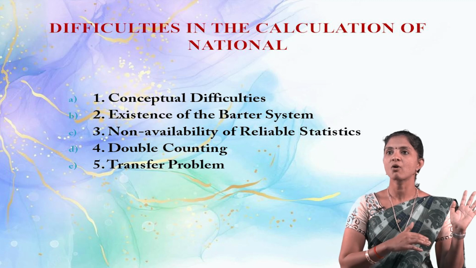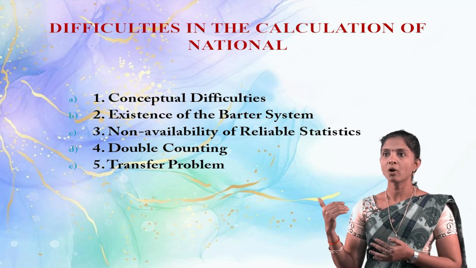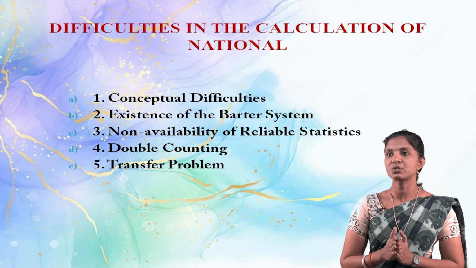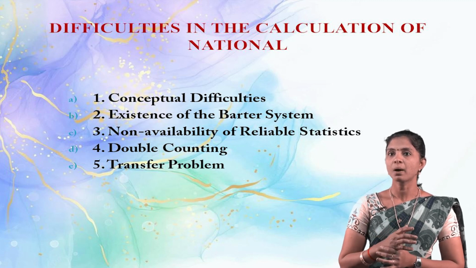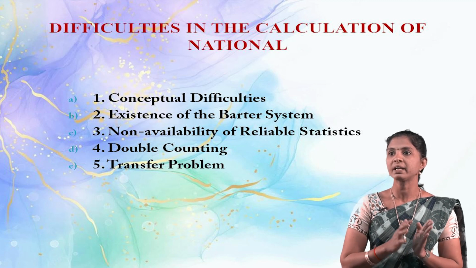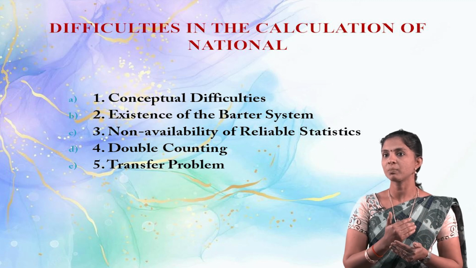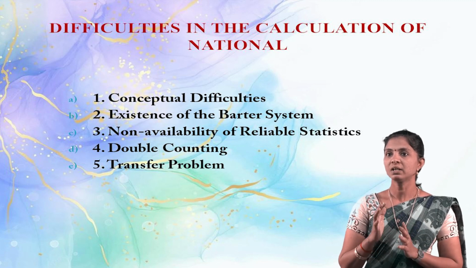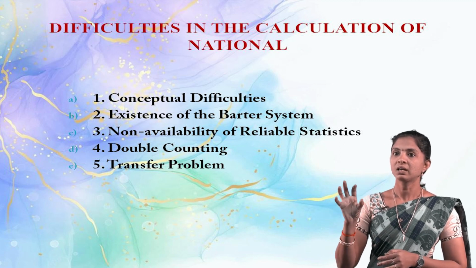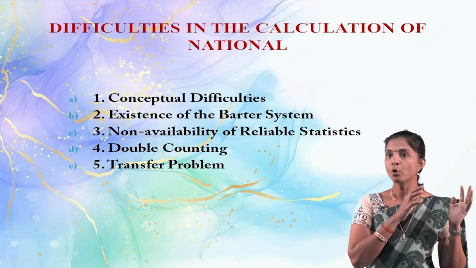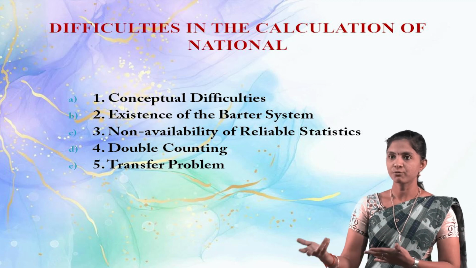Second one, existence of the non-monetary sector. Apart from the conceptual problem, the backward economies face certain practical limitations in the calculation of national income. In the computation, it is assumed that the bulk of goods and services are produced and exchanged for money, and a well-developed marketing system in the economy could help in the computation of national income. But in India, particularly in the agriculture sector, cultivation is carried on mostly for subsistence, and most of the produce does not come to the market for sale.